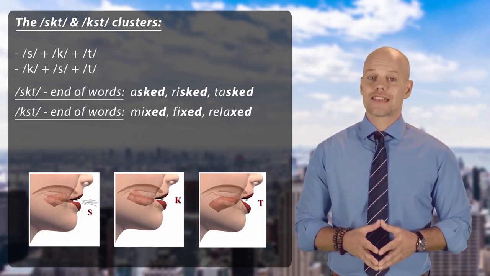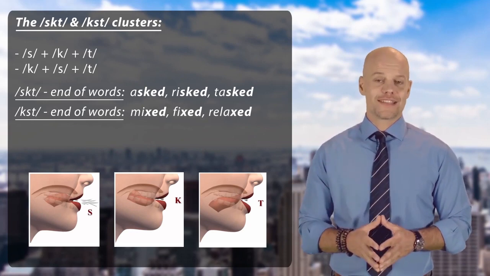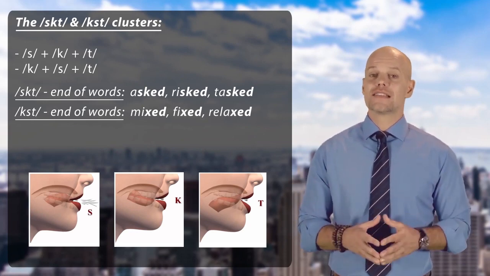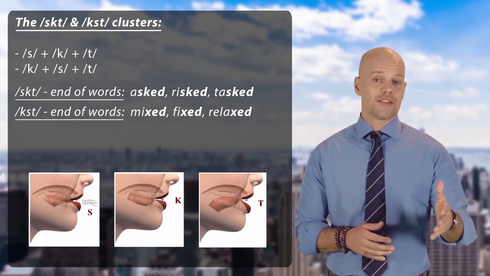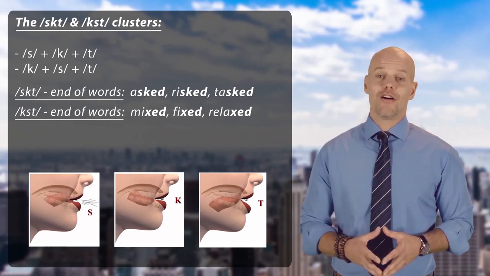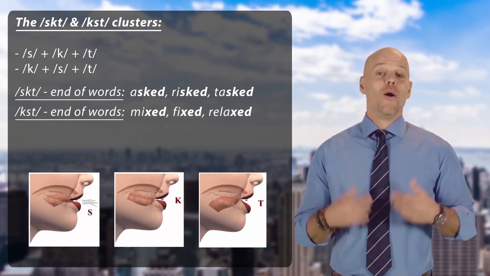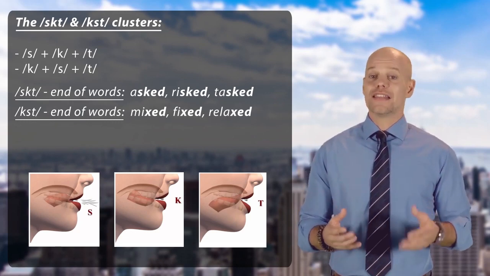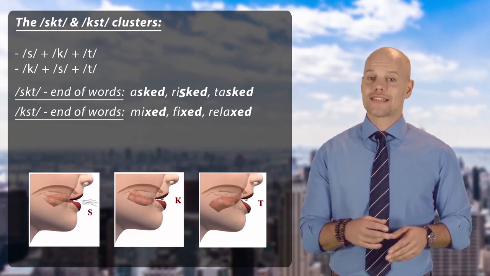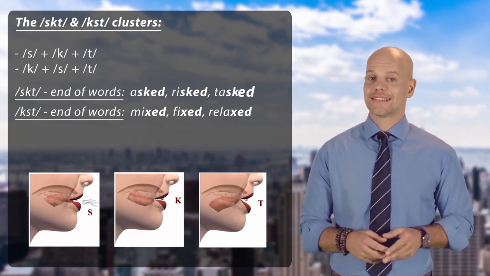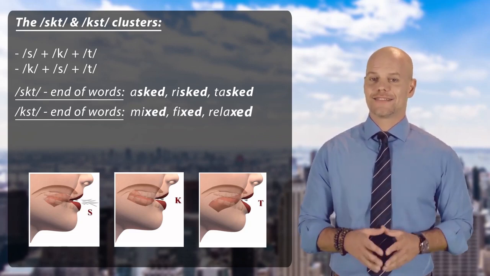If you cannot say the sk cluster as the final sound, then go back to the first part of this section of the video and practice the sk there. If you cannot say the ks cluster as the final sound, then go back to the second part of this section and practice the ks there. When you can say the words like this, then put the t at the end. Asked, risked, tasked, mixed, fixed, relaxed.